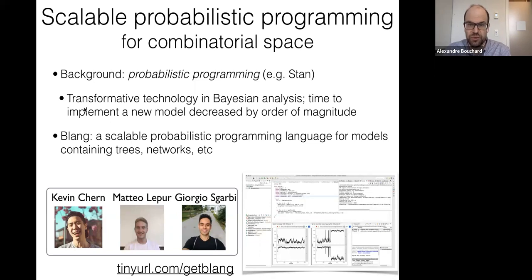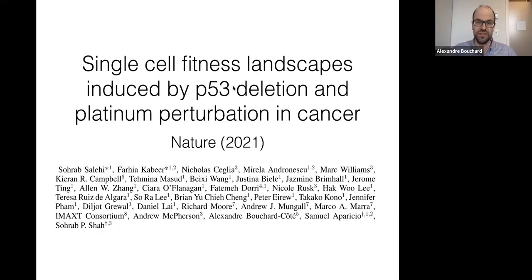So I'm not going to have time to go over this in detail, but you can go to this address if you want to hear more about this open source probabilistic programming language and use it for Bayesian inference in your favorite combinatorial space. So this is just a bit of a high-level introduction. Now I want to talk a little bit more specifically about this model to study fitness of time series.